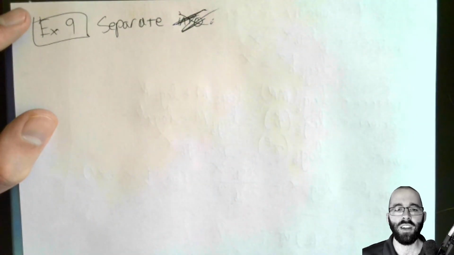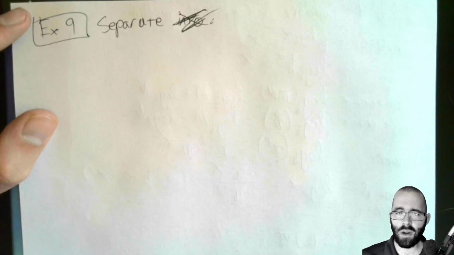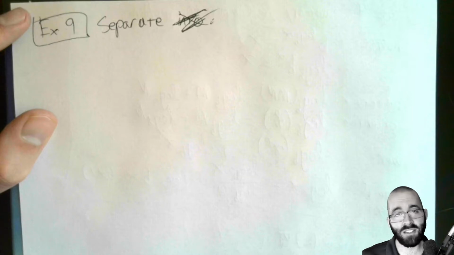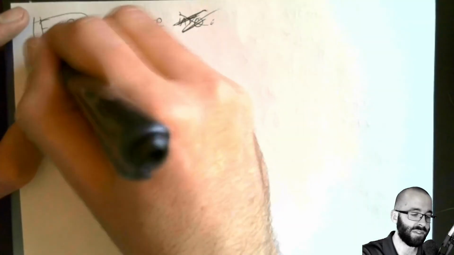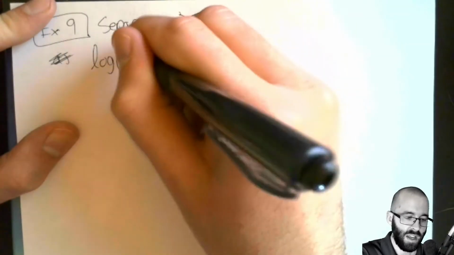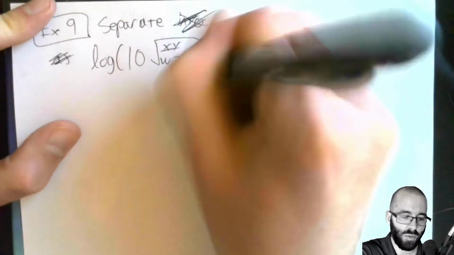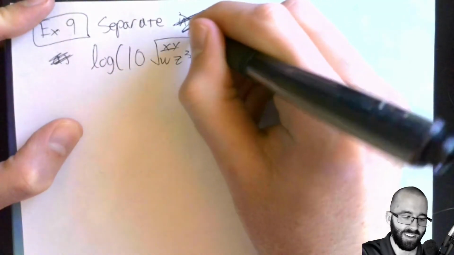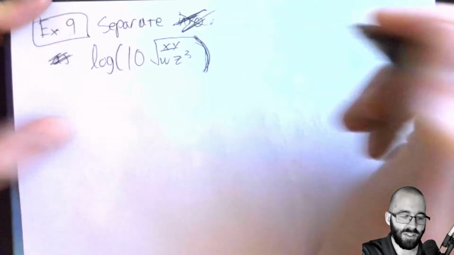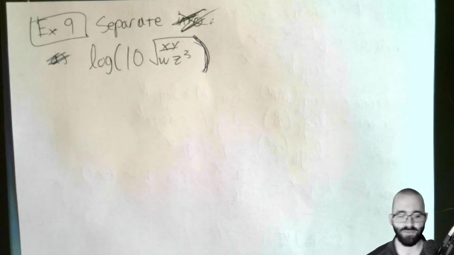The book has a really nice phrasing for this. The book says, use the properties of logarithms to expand each logarithm as much as possible. Rewrite each expression as a sum, difference, or product of logs. It basically means separate. For these problems, there's no part A, there's just one part. The common log of 10 times the square root of xy divided by wz cubed. Whoa, how fun. So this is what I mean by complicated problems. We've got a ton of things.